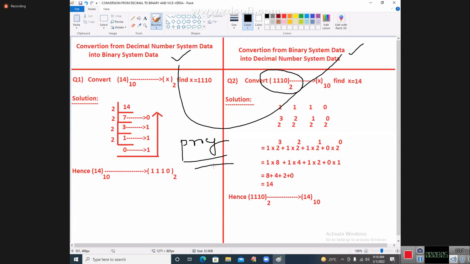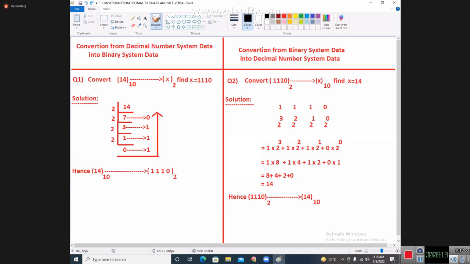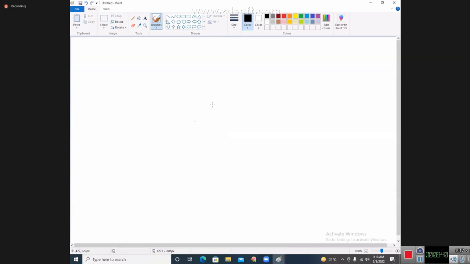Be careful, students. Today I would like to go for one more diagram, one more mathematical explanation. It is decimal number system data to binary number system data, and binary number system data to decimal number system data. Decimal to binary over, binary to decimal over, mathematically. Programmatically how to do it, I will explain in the same class only. This is what I repeated in the last session. Today I'm going to take one more type of conversion process.